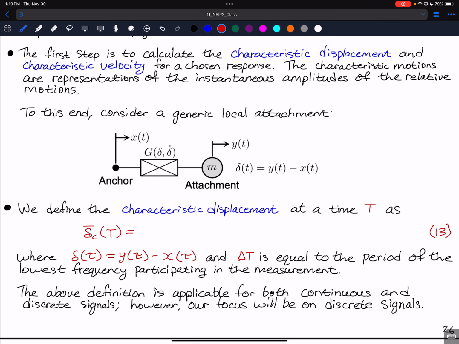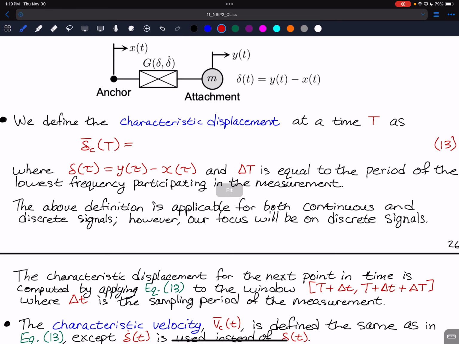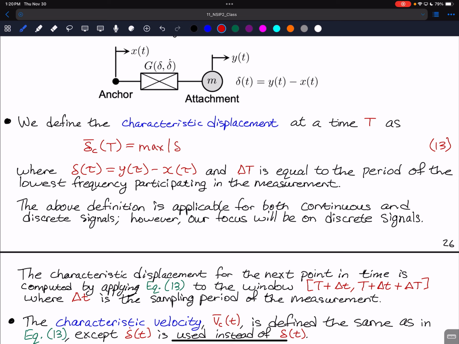Okay, so with that in mind, we're going to define the characteristic displacement at a particular time, big T, as being delta sub C over bar of T, equal to the maximum value of the absolute value of the relative displacement evaluated for tau, where for all tau within the interval big T up to big T plus delta big T. So we're looking at some window of our signal and choosing the maximum displacement in that window and assigning that to the time big T. And so delta T here is the period of the lowest participating frequency in the measurement, meaning we're capturing at least one cycle.